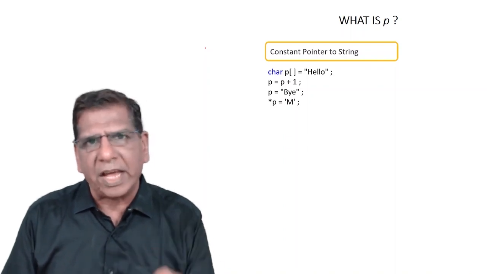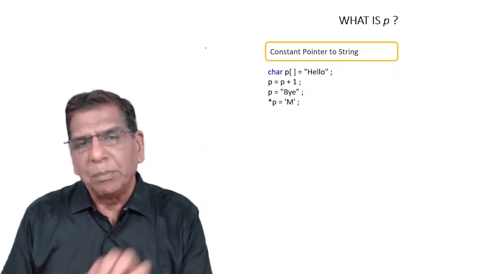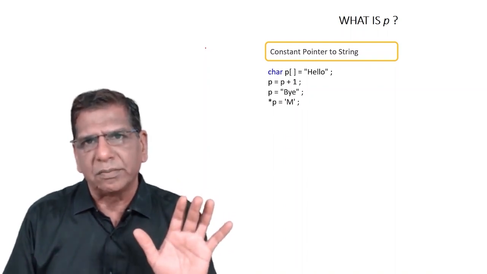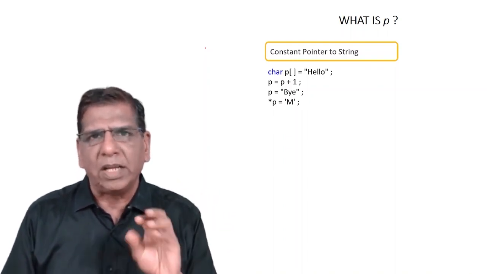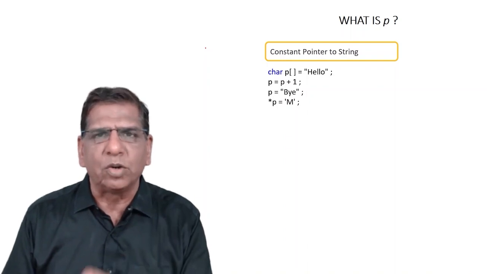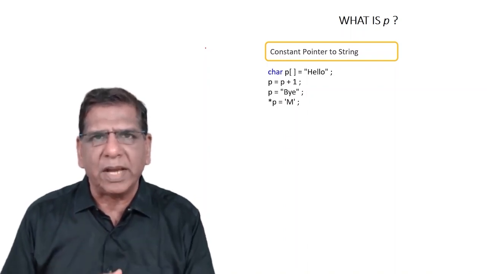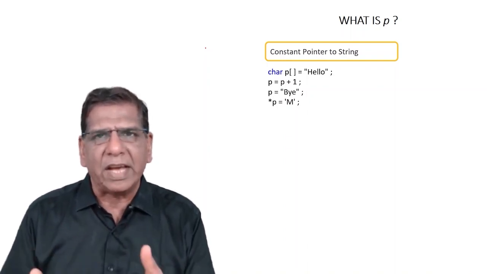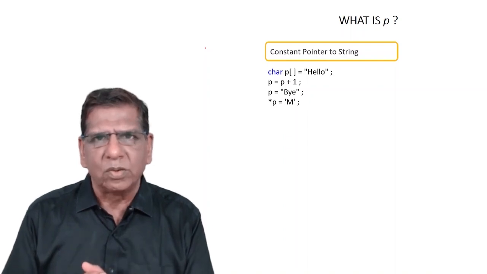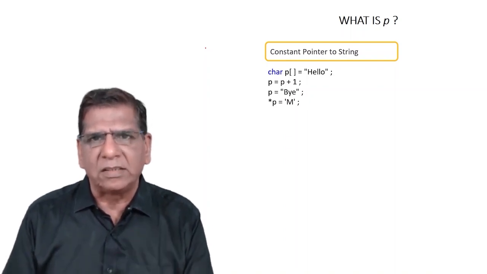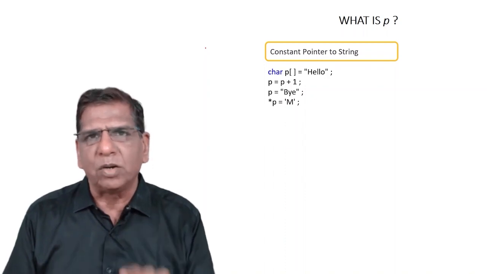Realize that when we say char p[] = "hello", p is constant. We know that the name of an array acts as a pointer to the 0th element of the array. In this case, the array contains hello. The 0th element is h. So p acts as a pointer to h.